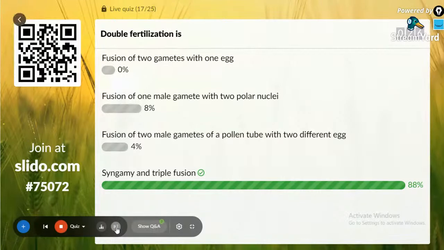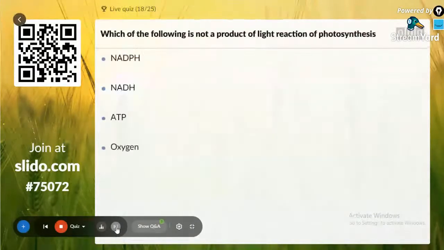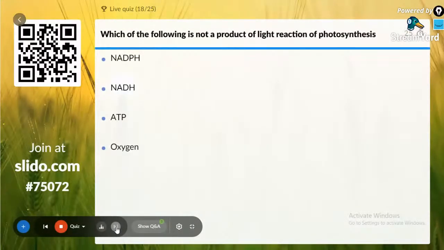Next, 18th question. Which of the following is not a product of light reaction of photosynthesis? Option A, NADPH, B, NADH, C, ATP, and option D, oxygen. Which of the following is not a product of light reaction? Question from yesterday's Slido quiz. Yesterday's Slido quiz also contains the same question.